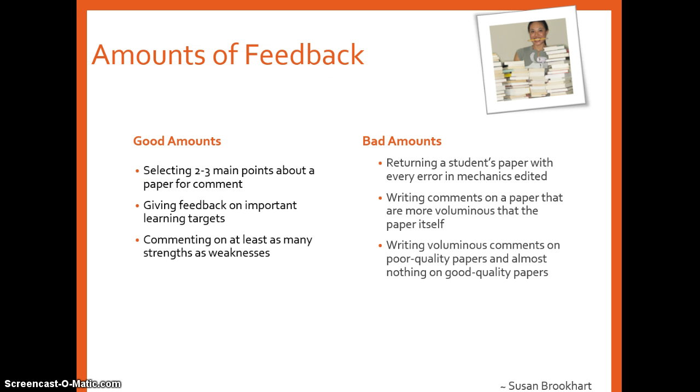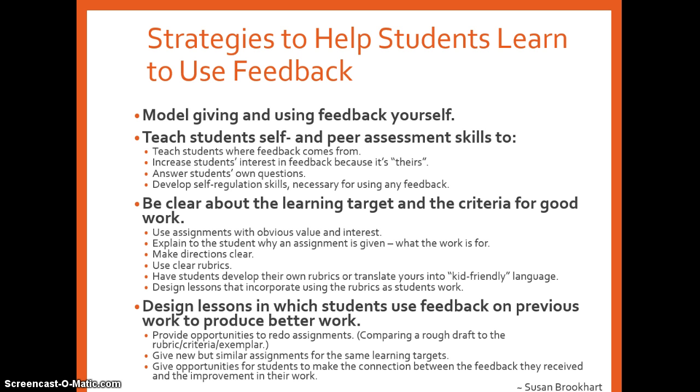This particular graph shows good amounts and bad amounts. It talks about 2 to 3 main points on a paper, providing feedback on important learning targets, so you can see the connection between the learning objectives and providing feedback. There are some strategies to help students learn to use feedback. You can model it as a teacher, teach them how to self and peer assess, be clear about what the learning target is and the criteria, and design lessons in which students use feedback on previous work to produce better work.